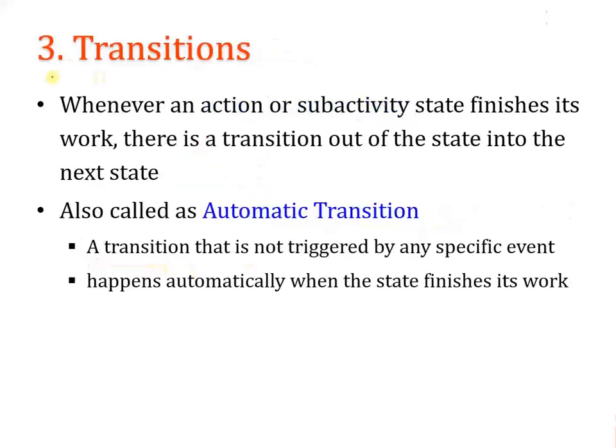The third component is called transitions. Whenever any action or activity is said to be complete, immediately the next activity will be triggered. So the flow of control from one action to another action is done by something called a transition. A transition is represented by an arrow mark.